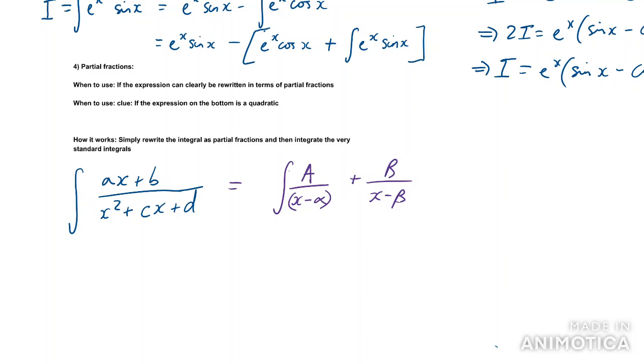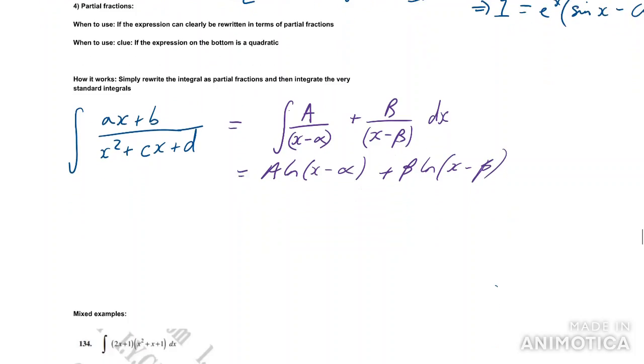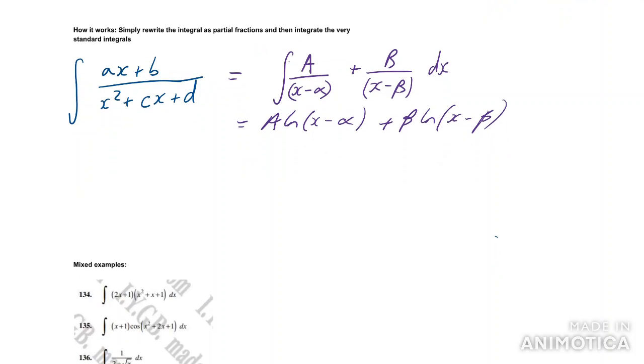And then this form, obviously, it should be clear that this just integrates into ln: a ln(x minus alpha), b ln(x minus beta). And so that's just partial fractions. I'm not going to give any examples here because they'll come up later on, and it's relatively standard. So that's actually everything in terms of actual integration, all of the different tools you can come across.